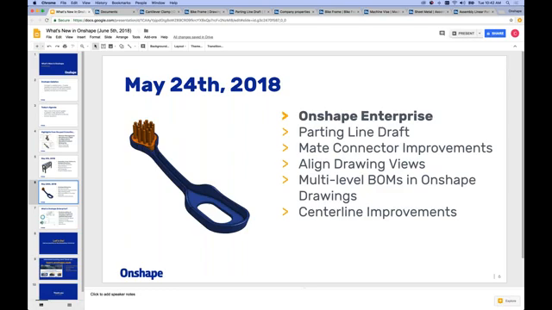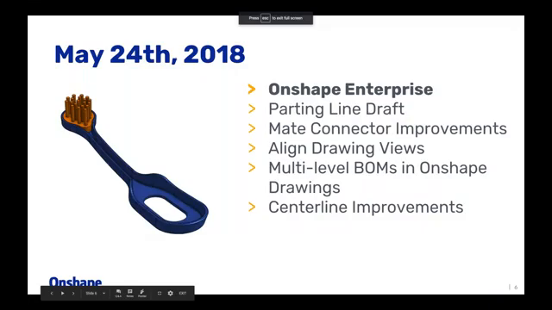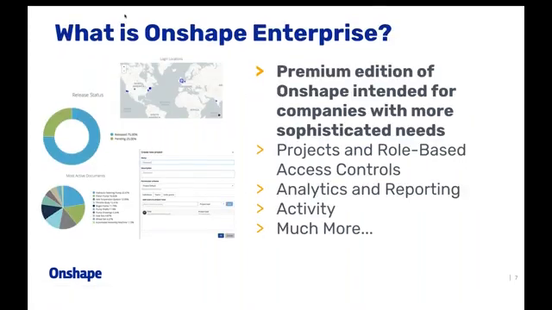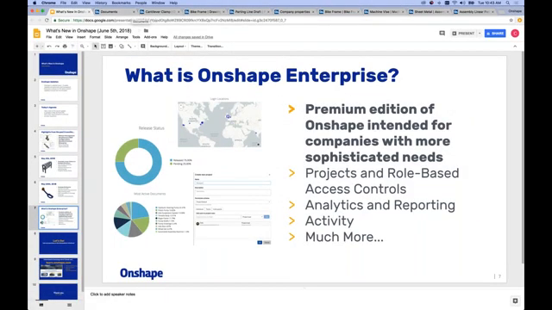All right, so the next one in the list is multi-level BOMs in Onshape drawings. And this is actually just a real simple one. In the insert BOM command, there's now an option for multi-level BOMs. In the past, you could choose top level, structured, or you could choose flattened. Now you have structured multi-level, and that's essentially what gives you the ability to see this subassembly structure of the bill of materials in the drawing level.